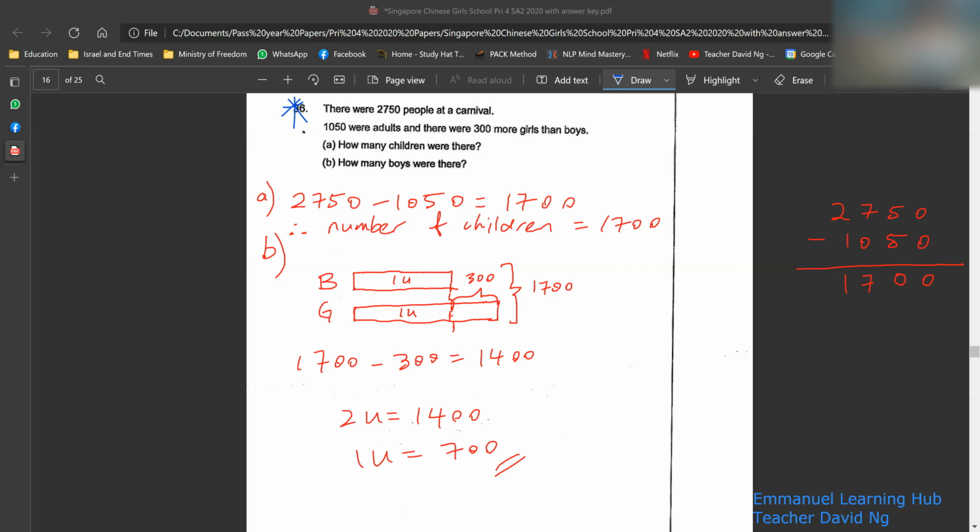1,400 divided by 2, that'll give you 700. Then 700 equals the boys. Then the girls equals 700 plus 300. Very good. You understand perfectly. Then it means 700 equals the answer for the boys.